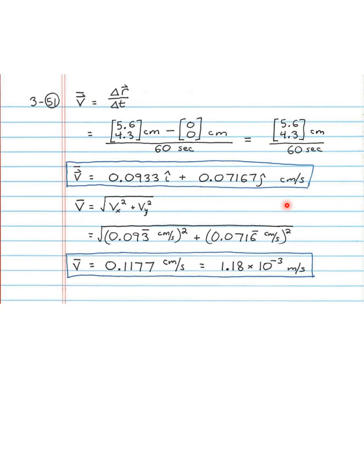If we want to know the speed, that's the magnitude of the velocity, the average speed, we'll use the Pythagorean theorem. So the x component squared plus the y component squared. And that gives us 0.1177 centimeters per second, or we can say 1.18 times 10 to the negative 3 meters per second.